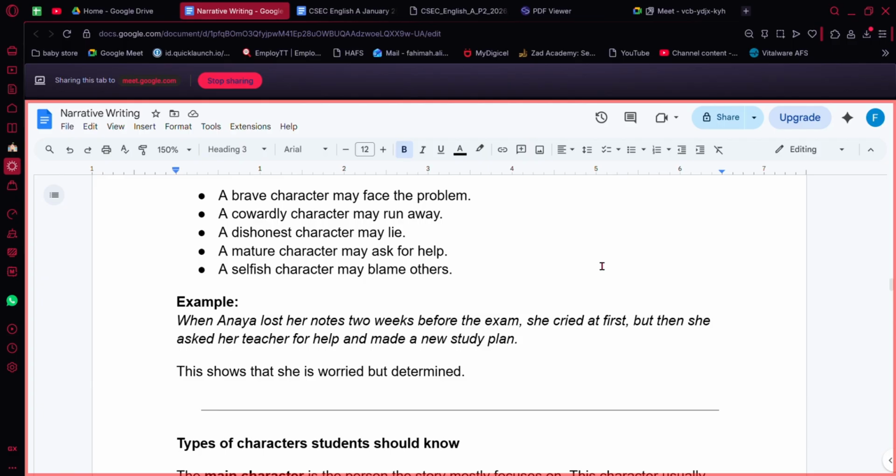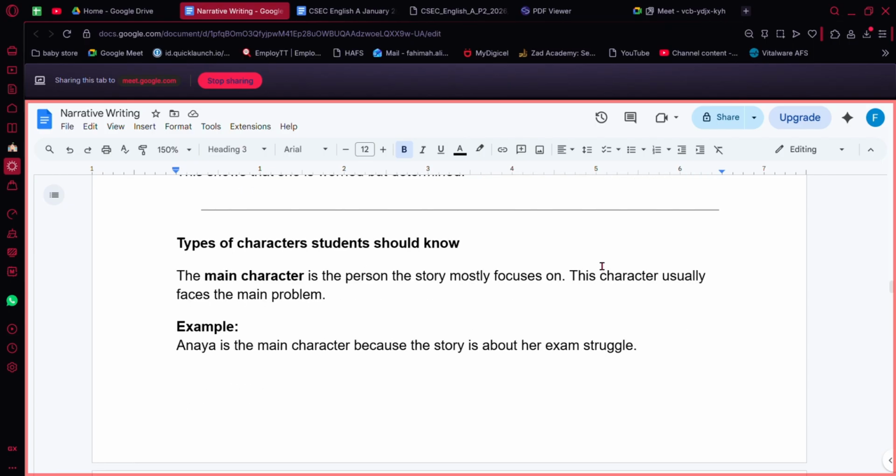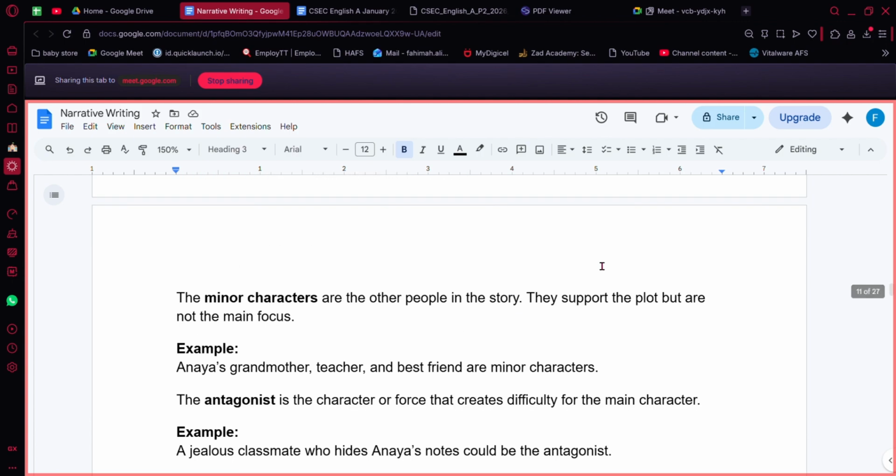Now we have the different types of characters that students should know. So we have the main character. This is the person who the story mostly focuses on. The character usually faces a problem. So for example, Anaya is the main character because the story is about her exam struggle. Then we have the minor characters, who are the other people in the story. They support the plot but are not really the main focus. They just help the story to move forward without actually being in the spotlight.